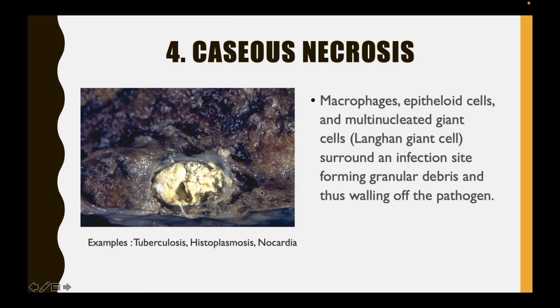So, on gross appearance, caseous necrosis is said to have a cheesy white texture, so you can see that it looks kind of like cheese. It is disgusting, but it is grossly defined as the appearance of cheese, and examples would be typically seen in tuberculosis, histoplasmosis, and nocardia. So this is basically like a granuloma that is formed from a collection of these cells that surround the pathogen.